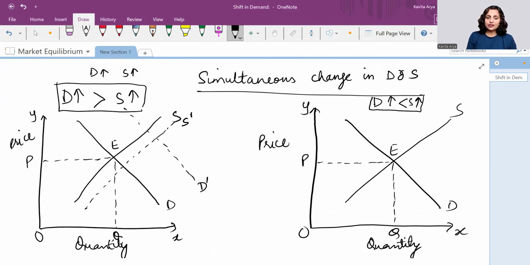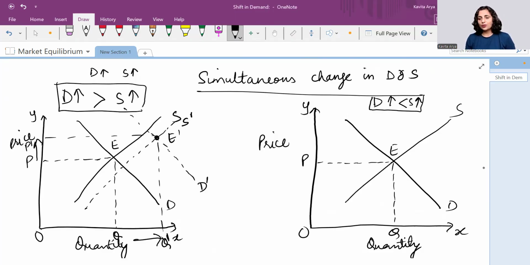So where is the intersection of both the new curves? Both are intersecting at this point. So this becomes my E dash. What is the answer? You are able to see it clearly from the diagram, right? In this case, the quantity would be increased and the price also would be increased. Understood.